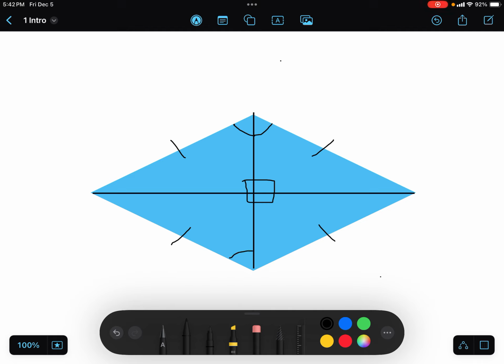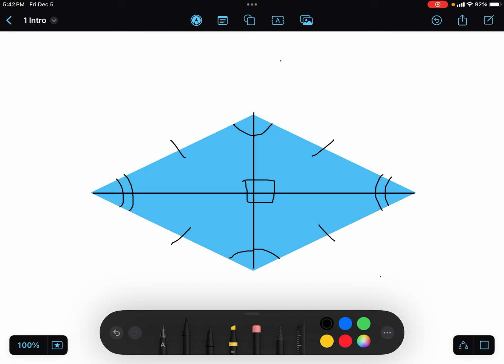So this one is also going to be the same as that, because opposite angles in any parallelogram are congruent. And then the same thing will happen with this set, where these little halves in each corner are congruent. So lots of things happening here with rhombi, the plural form of rhombus.